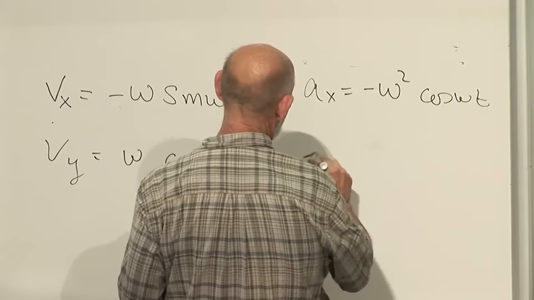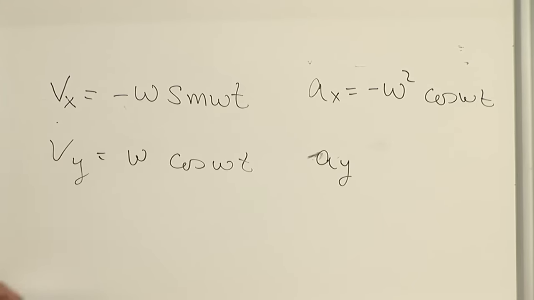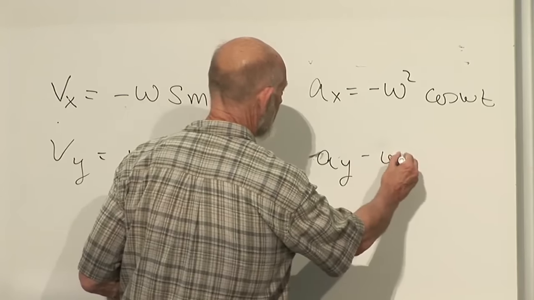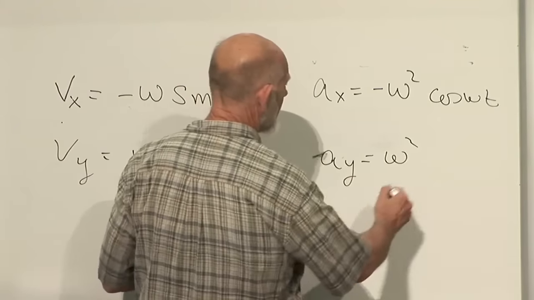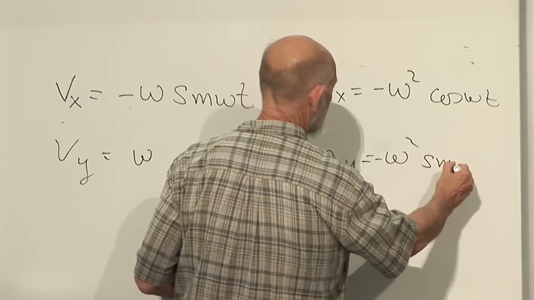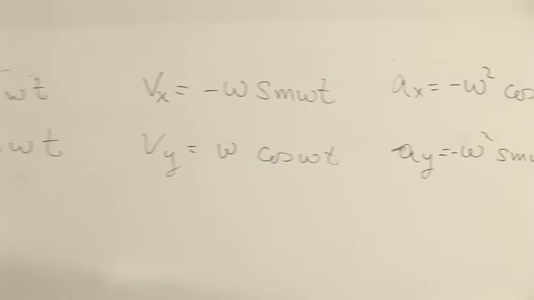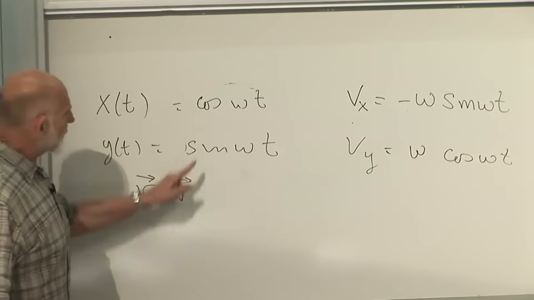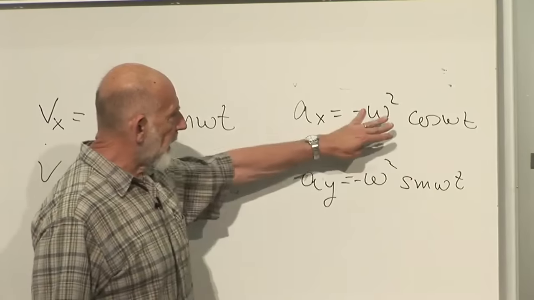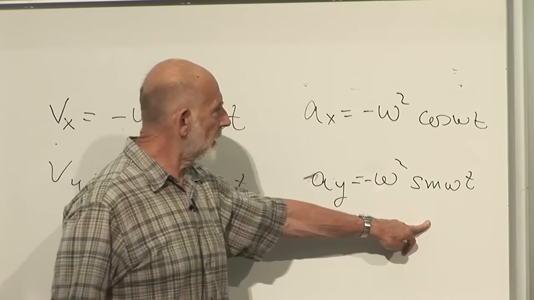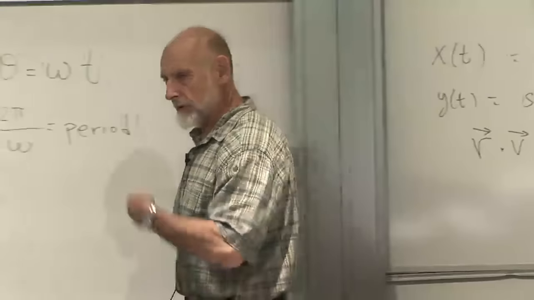And what about a sub y? Derivative of omega, we first of all have two factors of omega. And the derivative of cosine? This is equal to minus sine. Well, let's compare a with the position itself. The position is the vector cosine, sine. The acceleration is minus omega squared times the same vector. Okay. So apart from the omega squared, which is important, it tells us how fast the velocity is.